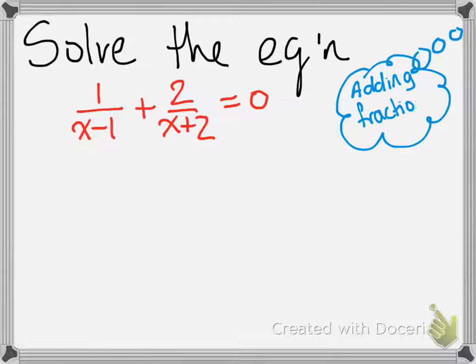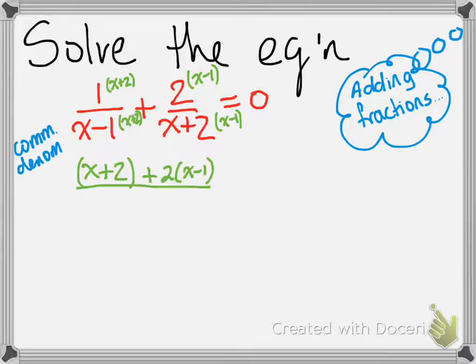And we should think about what adding fractions means, right? So we should know that we need a common denominator. So if we do that, we have to multiply the first expression by x plus 2, and multiply the second expression by x minus 1, as you know from simplifying rational expressions in grade 11. And so that gives us x plus 2 on the left and 2 times x minus 1 on the right. And we have a denominator of x minus 1 times x plus 2. And that all equals 0 in this equation.